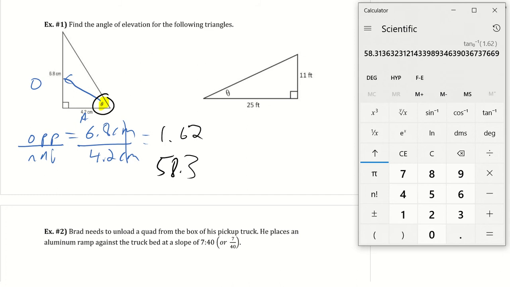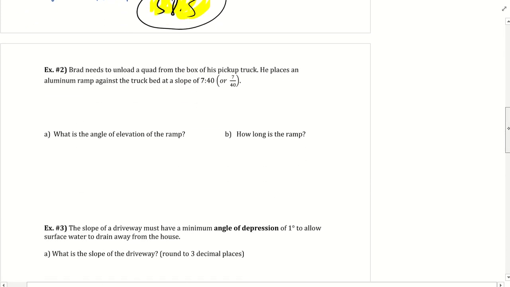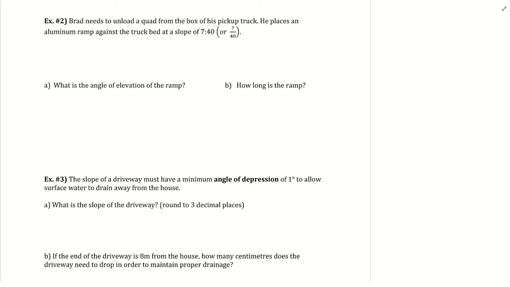So the key thing to add to this too would be a little degree sign. So there we go. There's the angle of elevation for this angle there. So I'll let you try the next one and see if you can work your way through that based on the example given. All right, so let's take a look.